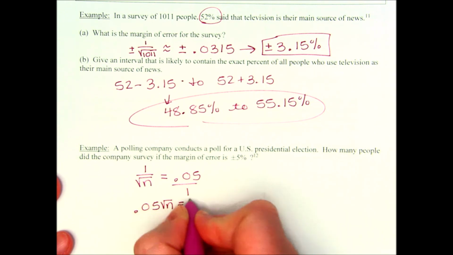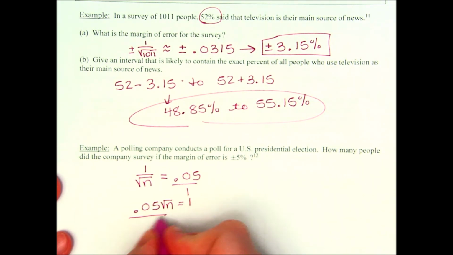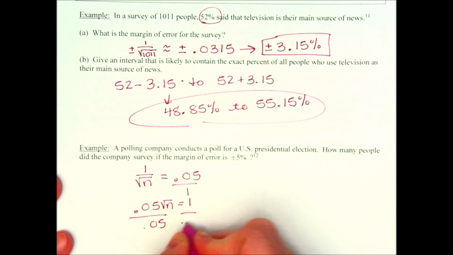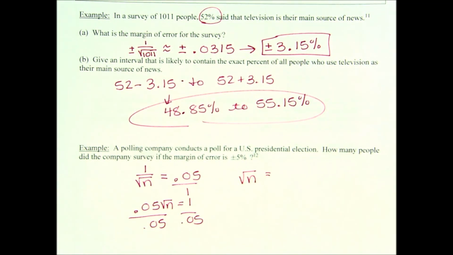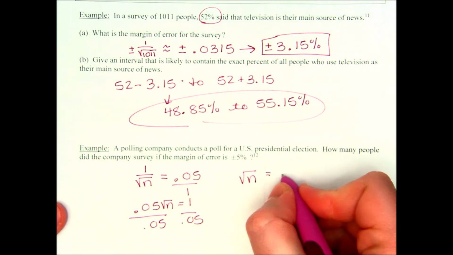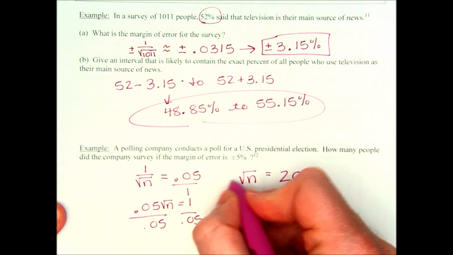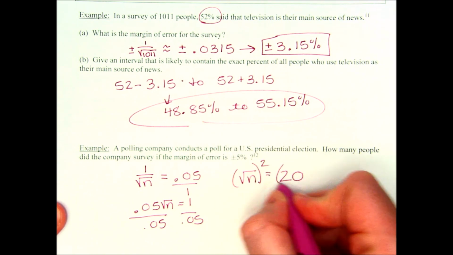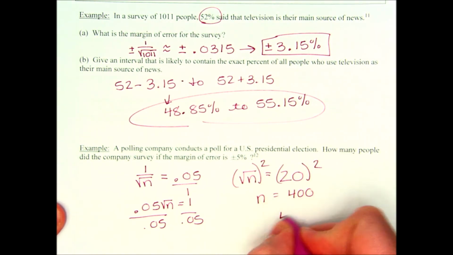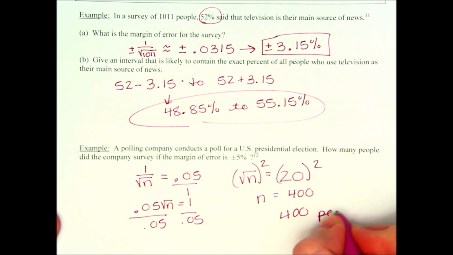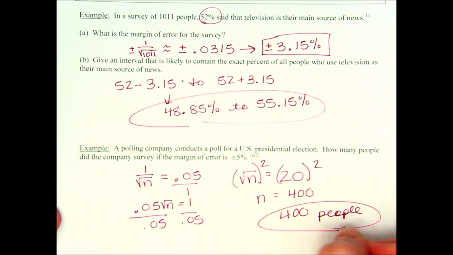0.05 root n equals 1. Divide both sides by 0.05. Going to get root n equals, go to the calculator, do the division. You're just going to get 20 out of that. Square both sides. N is going to equal 400. If you ask 400 people, your margin of error will be plus or minus 5%.